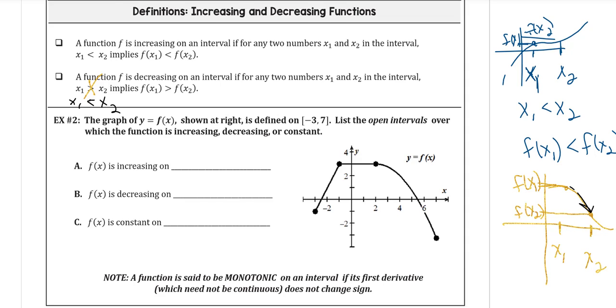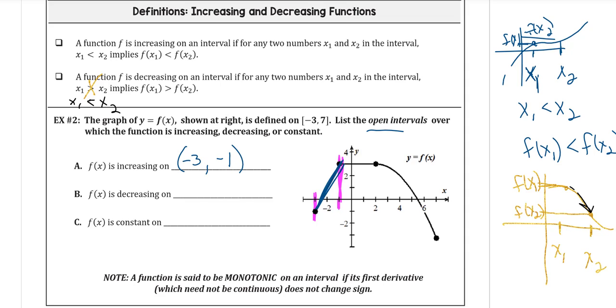So example 2 says, the graph of y equals f of x is shown at right, and is defined from -3 to 7, including the endpoints. We're to list the open intervals over which the function is increasing, decreasing, or constant. So we can see that the function is increasing right here. This is the only part of the graph where it's increasing. So it's increasing from -3 to -1. Here we have an x of -3, and here we have an x of -1.